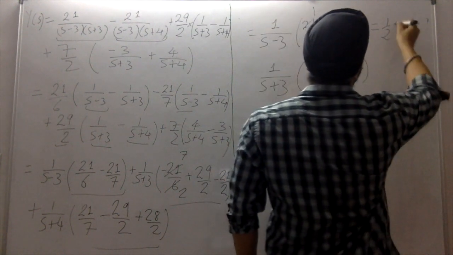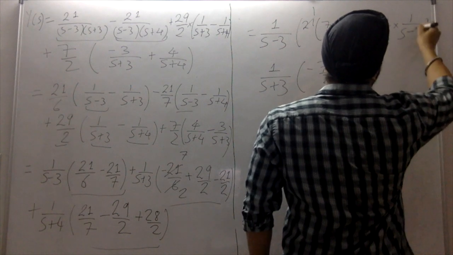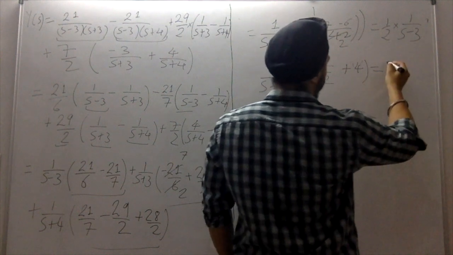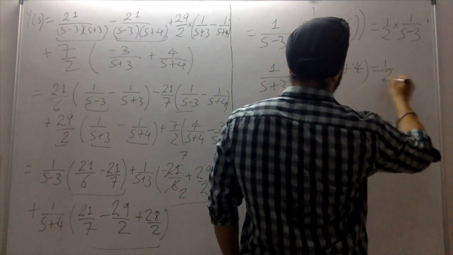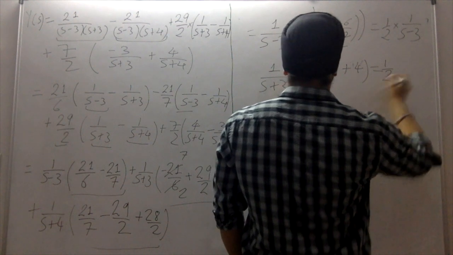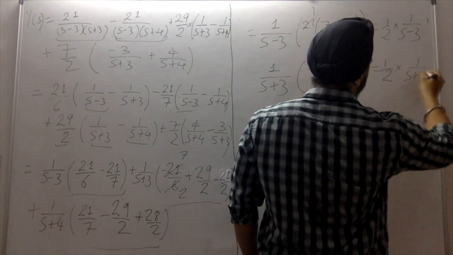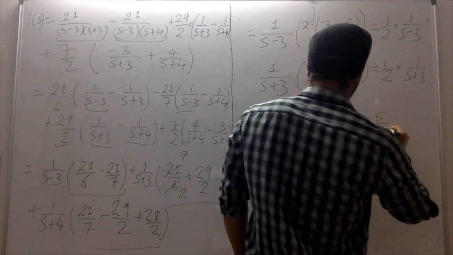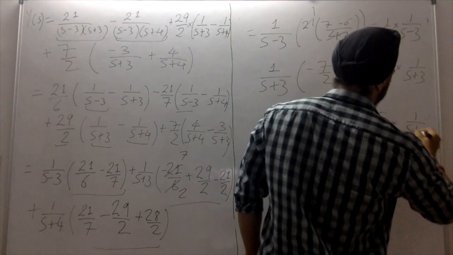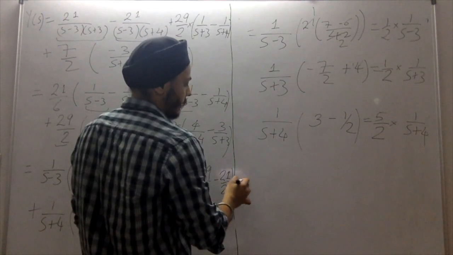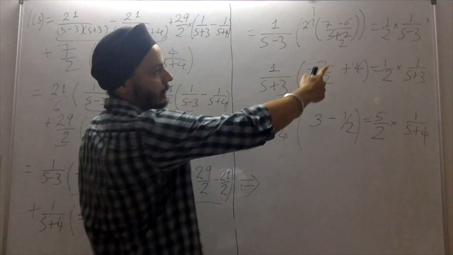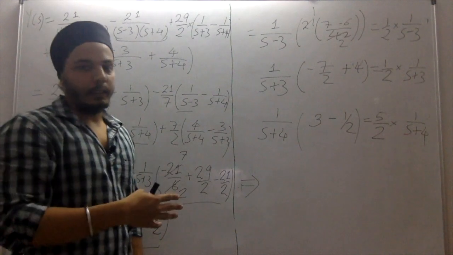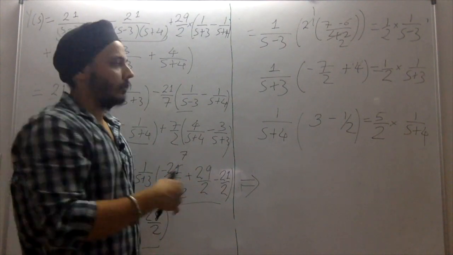So this term becomes 1 by 2 times 1 by s minus 3. This term becomes 1 by 2 times 1 by s plus 3, and this term becomes 5 by 2 times 1 by s plus 4. Hence our answer will be, for 1 by s minus 3 it will be e to the power 3t. For 1 by s plus 3 it will be e to the power minus 3t, and for 1 by s plus 4 it will be e to the power minus 4t.